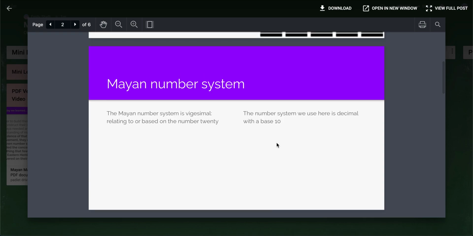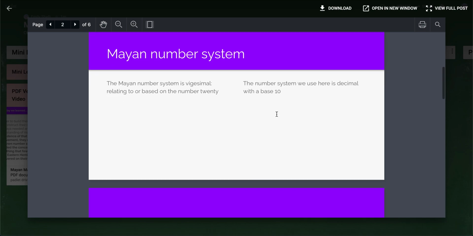And the Mayan number system is different from the number system that we use in the sense that the Mayan number system is vigesimal, which means that it's based on a 20 base value, as compared to the number system that we use, which is decimal, and it's based on 10. It has a 10 base. All right, so it's different.